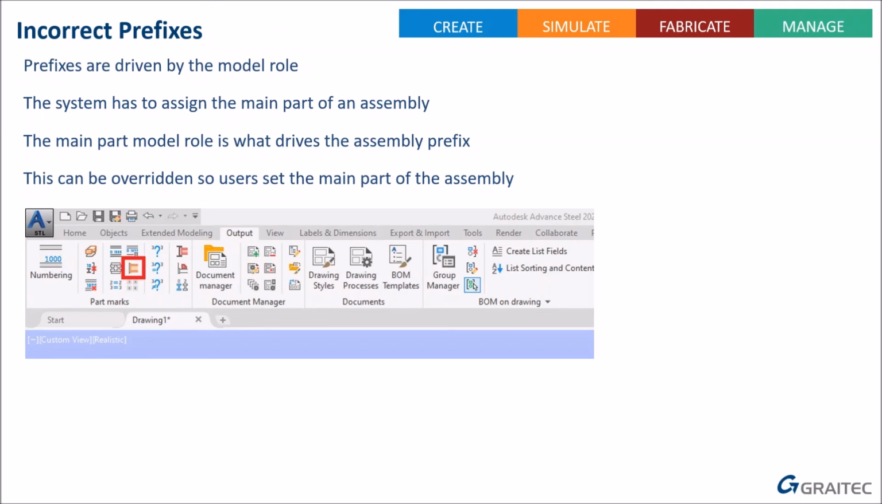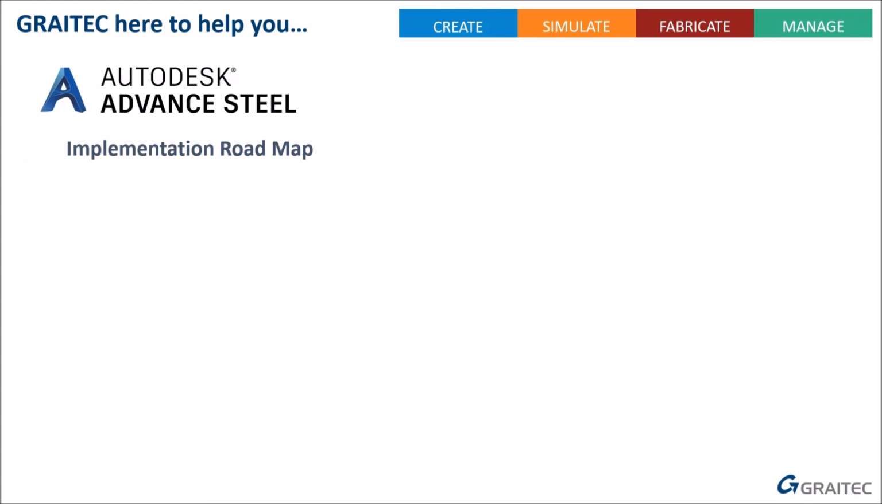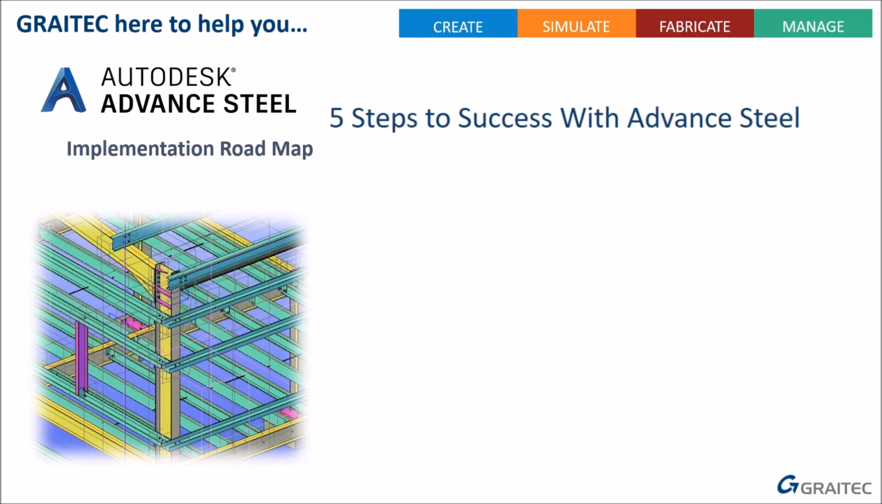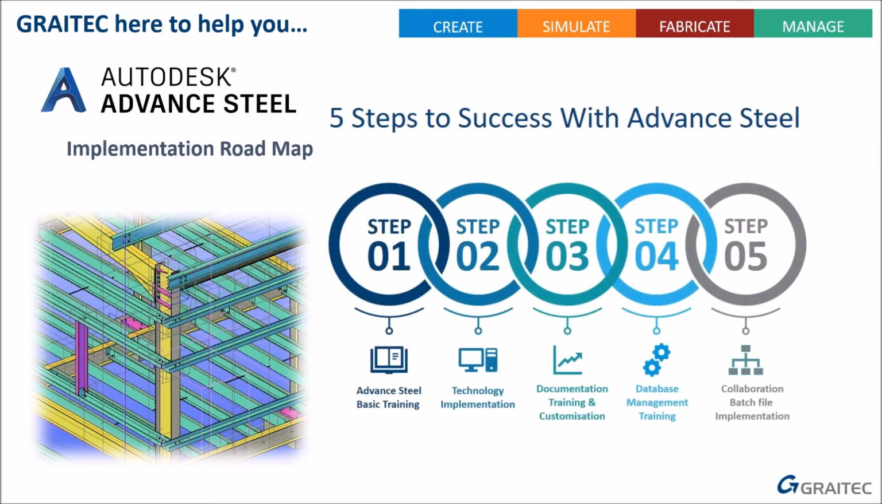Okay, so that takes us to the end of today's webinar. Just the last little slide. We as Graitec are here to help you with your advanced steel. So we do have our 5 steps. The beginning is basic training. Step 2 is technology implementation, where myself or Alec would come to you guys and actually set the advanced steel up to match all your CAD standards.